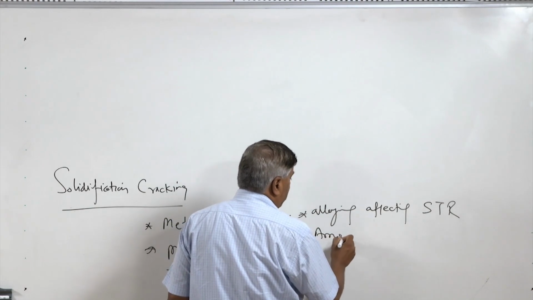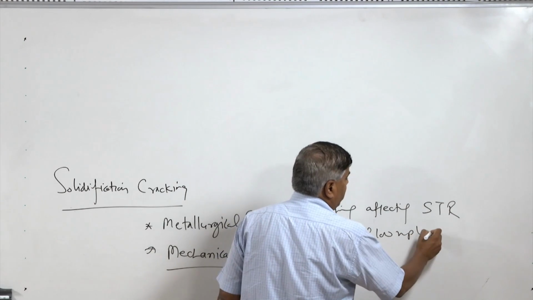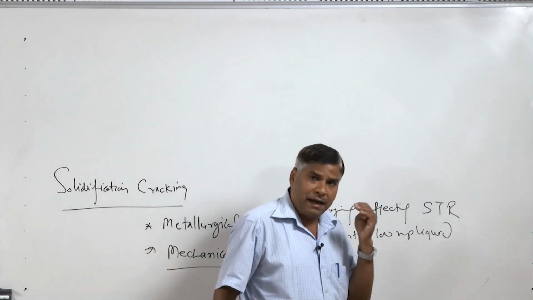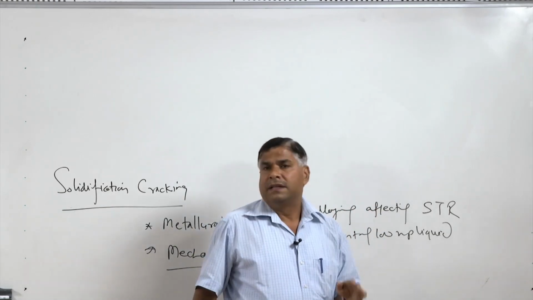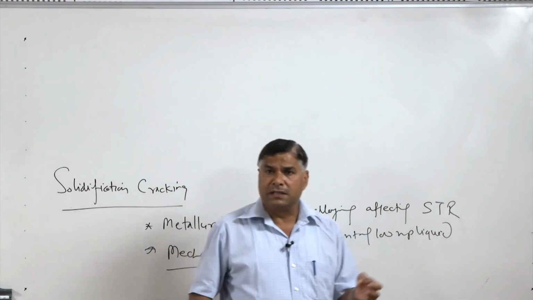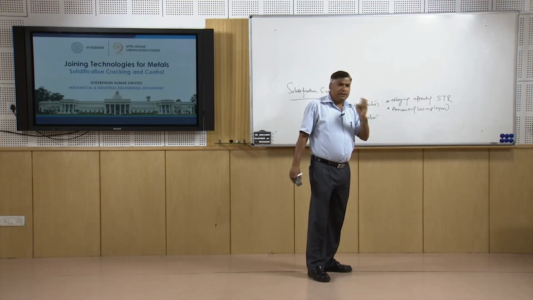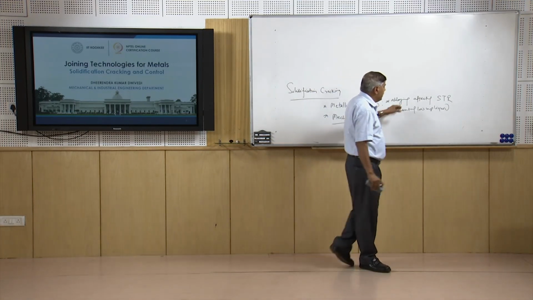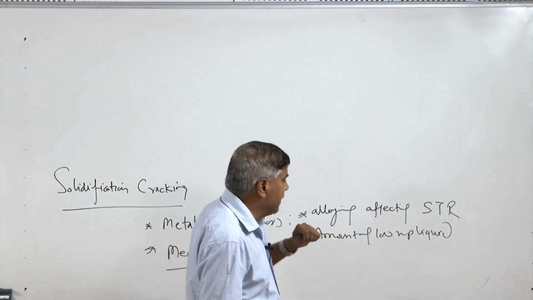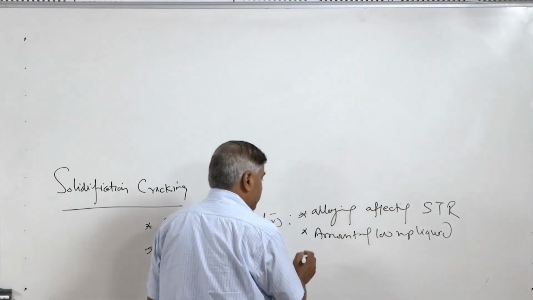Then the amount of the low melting point liquid metal. If the amount of the liquid metal is either absent or very negligible, then there is no solidification cracking, or if its amount is very large, then again no solidification cracking is observed. For a very little quantity of the low melting point liquid metal present at the center line of the weld, this particularly increases the cracking tendency to the maximum level.